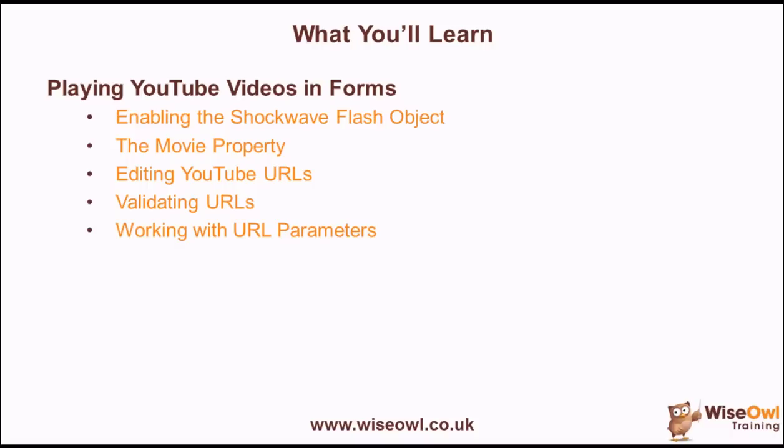We'll then focus on using YouTube URLs and how you can edit those to make those valid for the Flash object. We'll also explain how you can write code to validate a URL, so we'll make sure that the user passes in a valid YouTube video link. And then towards the end of the video we'll look at how you work with URL parameters so that you can control exactly how the video player appears. So there's quite a lot to do here. Let's get started.